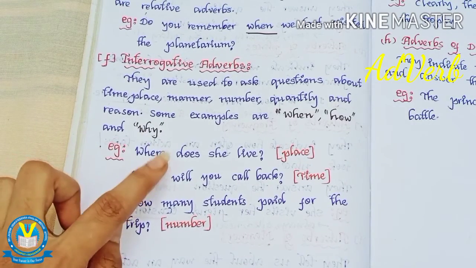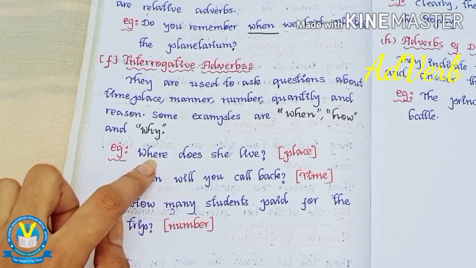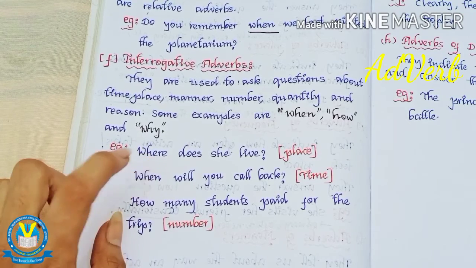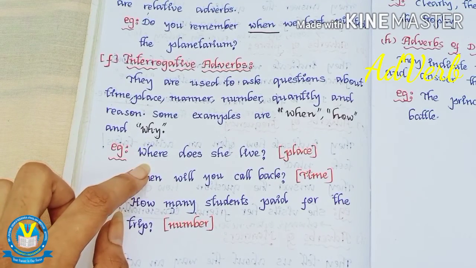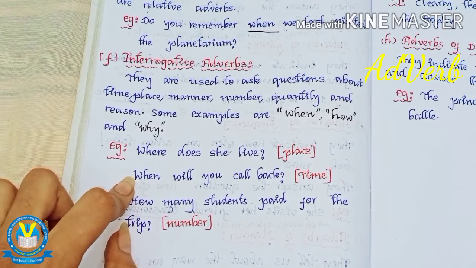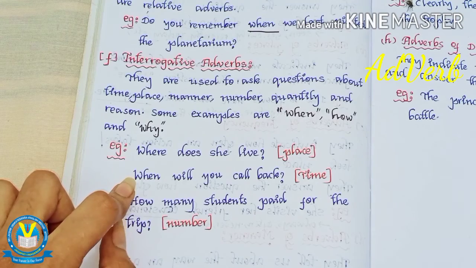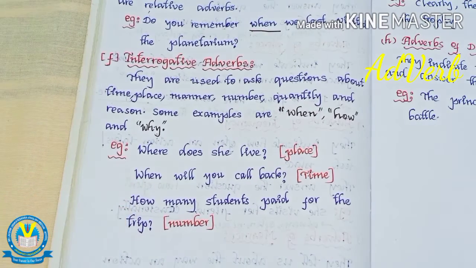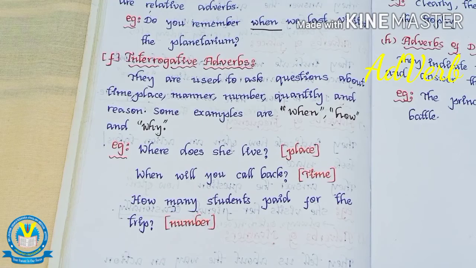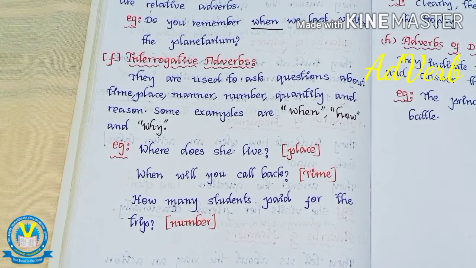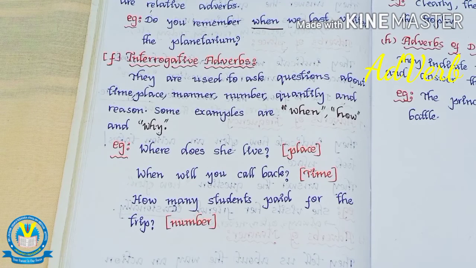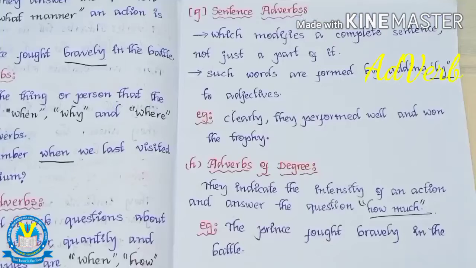Look at the examples. Where does she live? Where is a word used to indicate a place. Clear? And when will you call back? When means time. And the next one: how many students paid for the trip? How many? Counting. Counting means numbering. Here, the interrogative adverbs mainly discuss when, how and why. That means place, time, number.